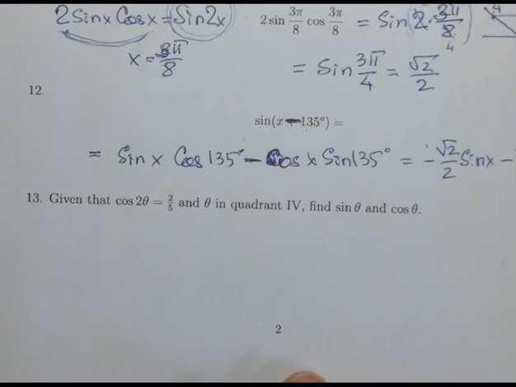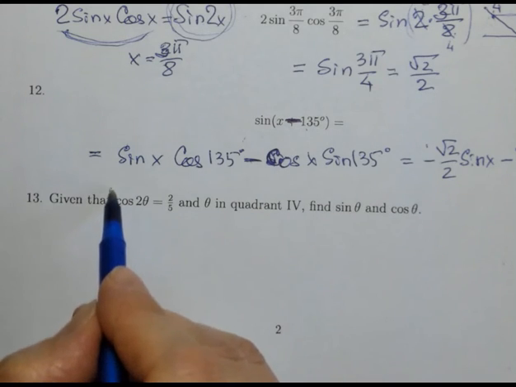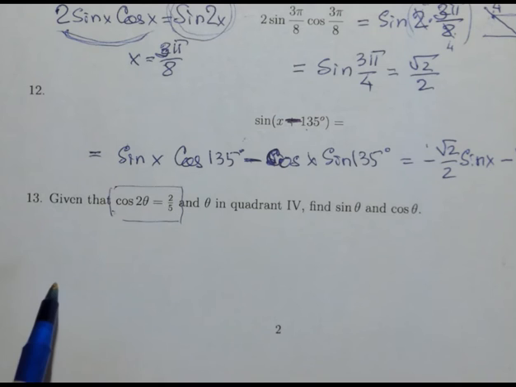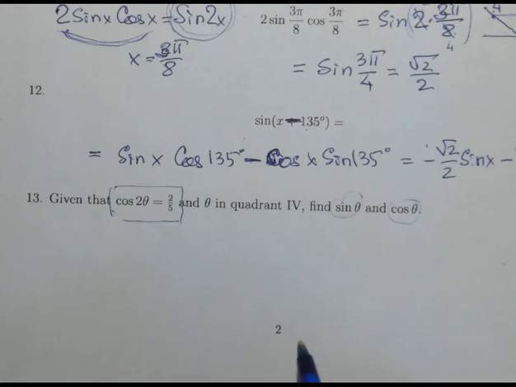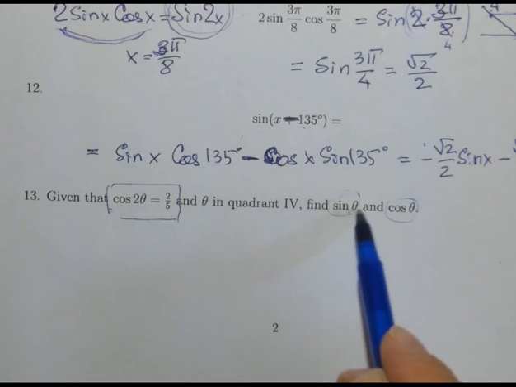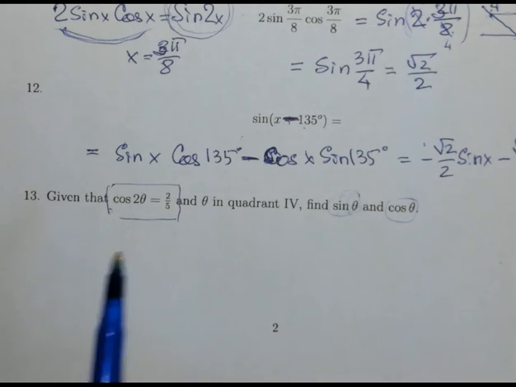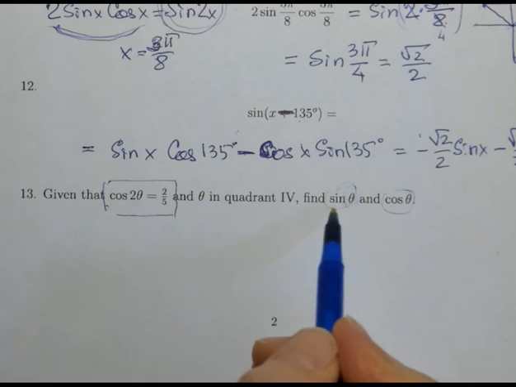We have one relatively long problem here. Given the cosine of 2 theta, which is 2/5, find sine theta and cosine theta. This is a problem for the half angle identity. Since we are given the double angle and we want to find the angle, you can actually use the double angle identity, only that it will be longer and more tricky. It's much easier to just take the half angle identity first for sine.